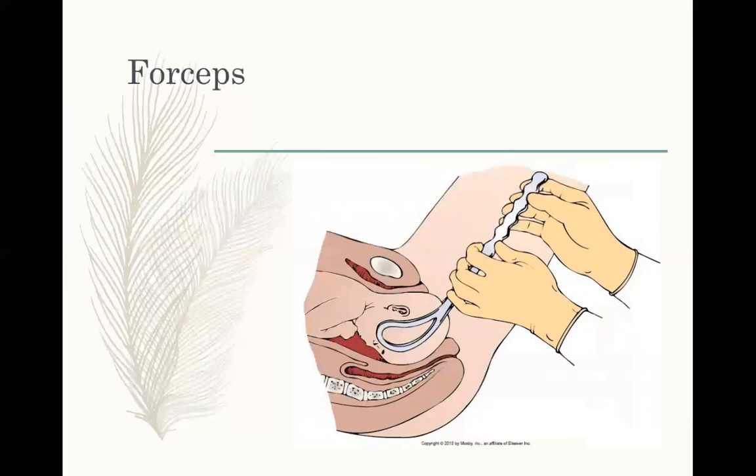Mom's probably going to have a little bit more of a tear than she would have had, or the physician might need to cut an episiotomy to allow for the proper positioning of the forceps. We might see a facial palsy in the baby, or hematoma. There could be some urinary retention on mom's part, or hematomas on mom's part. So they're not without risk.